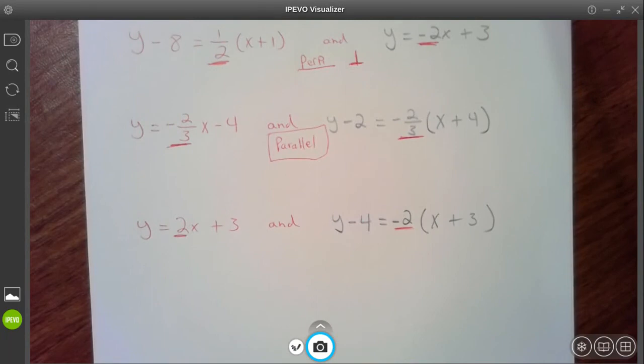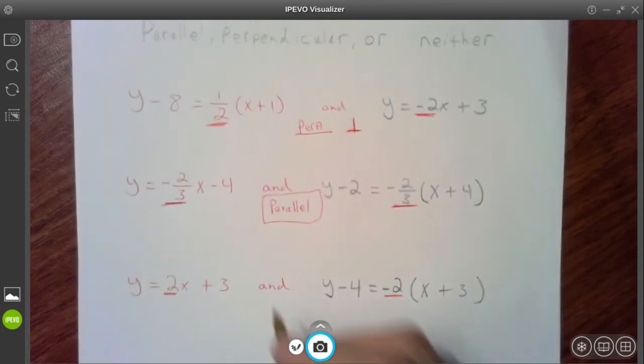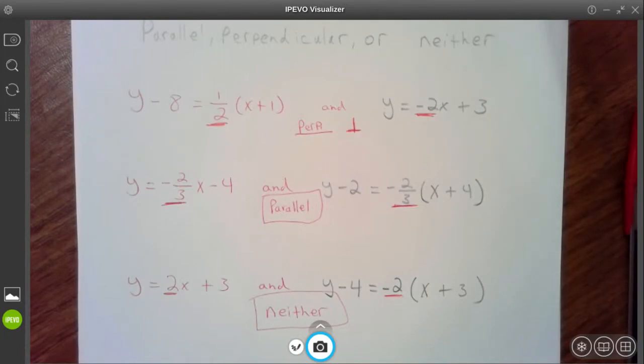And then the last one here, the slope is positive 2, and over here the slope is negative 2. So they are negatives of each other, but they are not negative reciprocals. So this means nothing. There's no special relationship between the slopes here. They are not parallel because they're not the same slope, and they are not perpendicular. So they are neither parallel nor perpendicular. We'll do some more examples here in a bit.